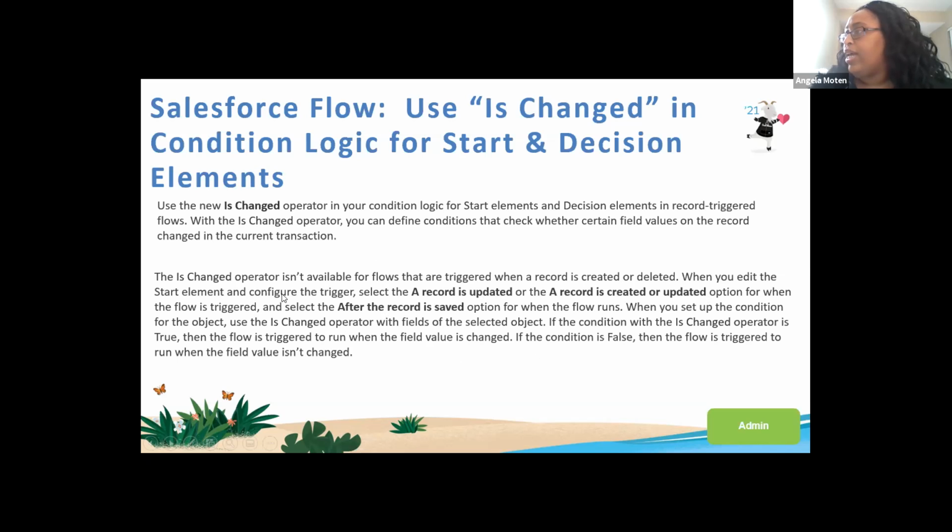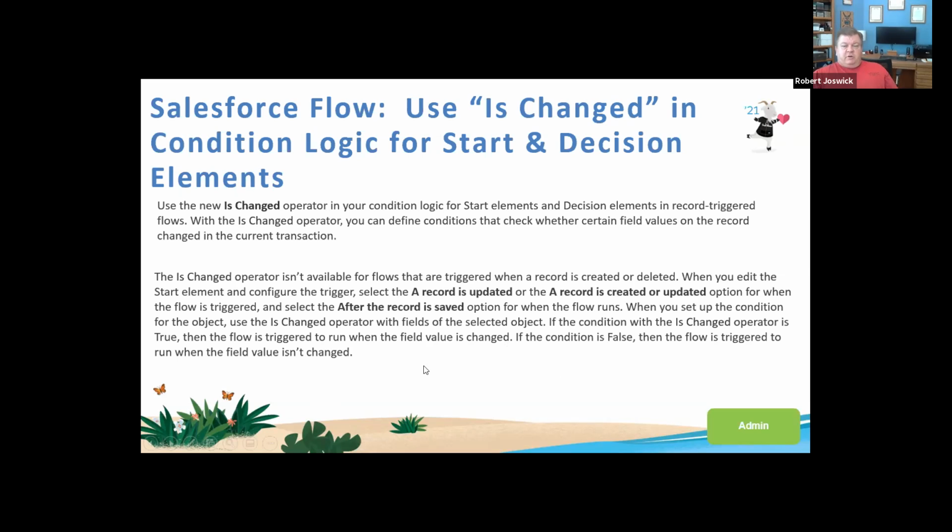When you edit the start element and configure the trigger, you will select a record is updated or a record is created or updated option for when the flow is triggered. And then you would select the after the record is saved option for when the flow runs. And then when you set up the condition for the object, you use the ISCHANGED operator with fields of the selected object. And if the condition with the ISCHANGED operator is true, then the flow is triggered to run when the field value is changed. And if it's false, then the flow is triggered to run when the field value is not changed.